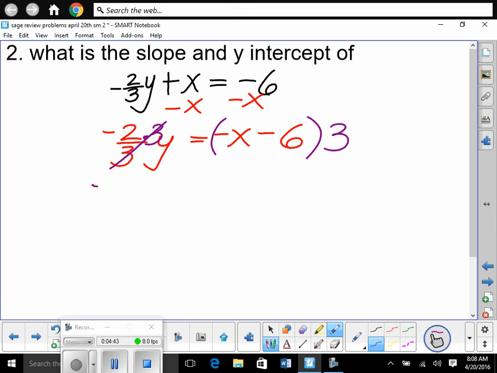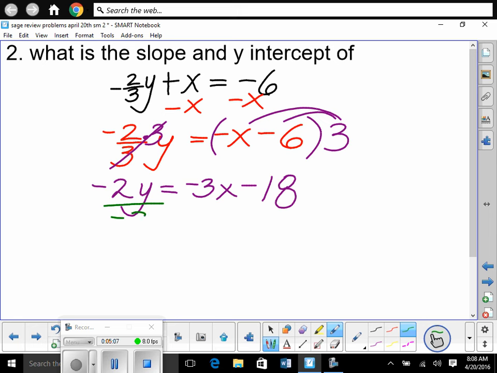So then 3 over 3 divides out. We still have our negative 2. So we have negative 2y is equal to 3 times all that stuff. So I'm going to distribute it in. So that's negative 3x, right? And then minus 18. Questions so far? Good.